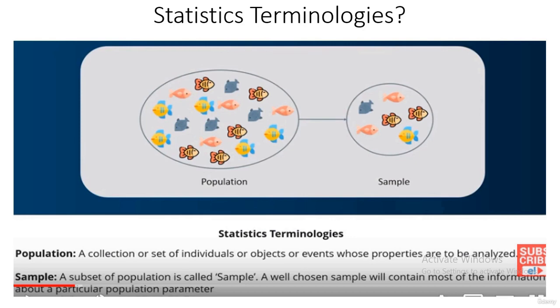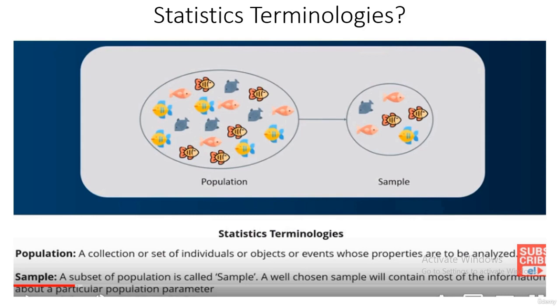And again, a subset of population is called a sample. That means a well-chosen sample will contain most of the information about a particular population parameter. That means the sample must be a true picture and image of the population.